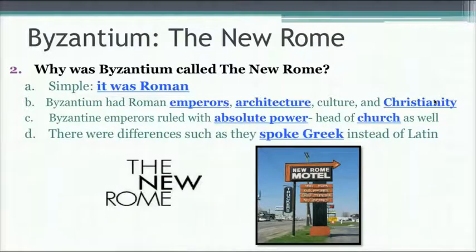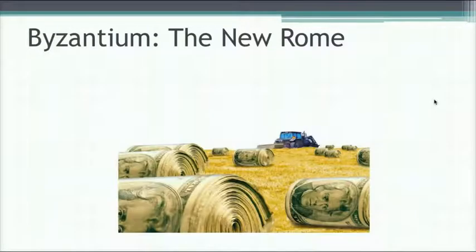There were differences, though. We say this is all Roman, but it's not exactly the same type of Roman. For example, in the West, they primarily spoke Latin. Here in the East, they primarily spoke Greek. So there were differences, such as they spoke Greek in this region instead of Latin.